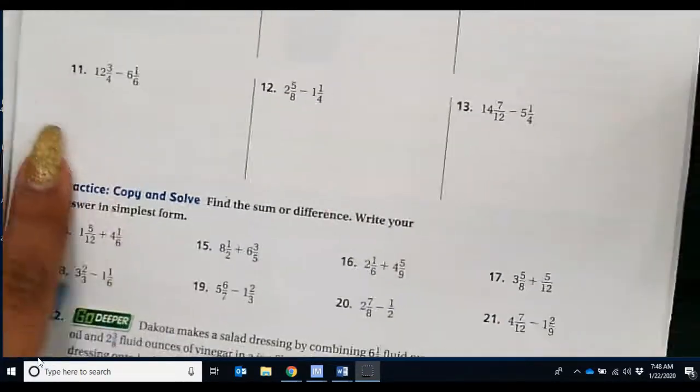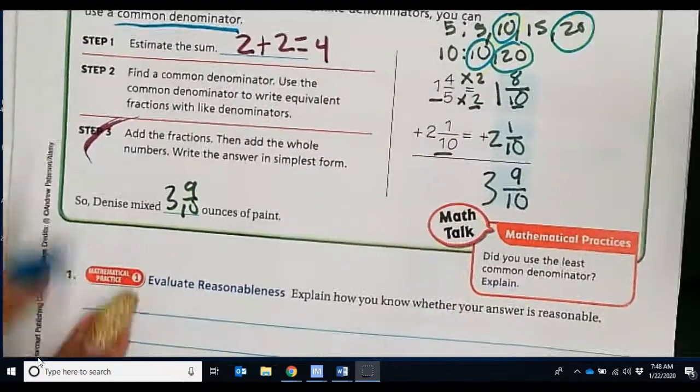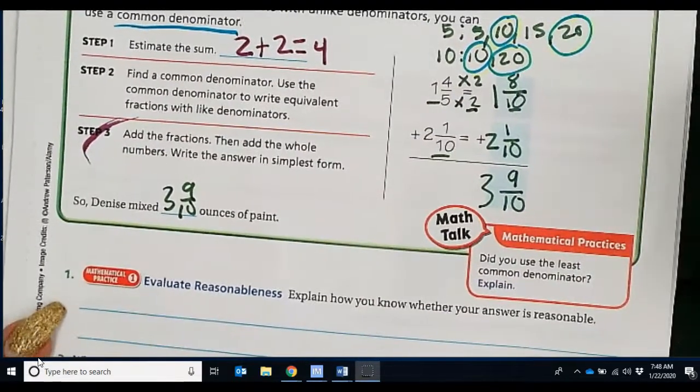Let's do the other example. On your own, you're going to answer questions 1 and 2.